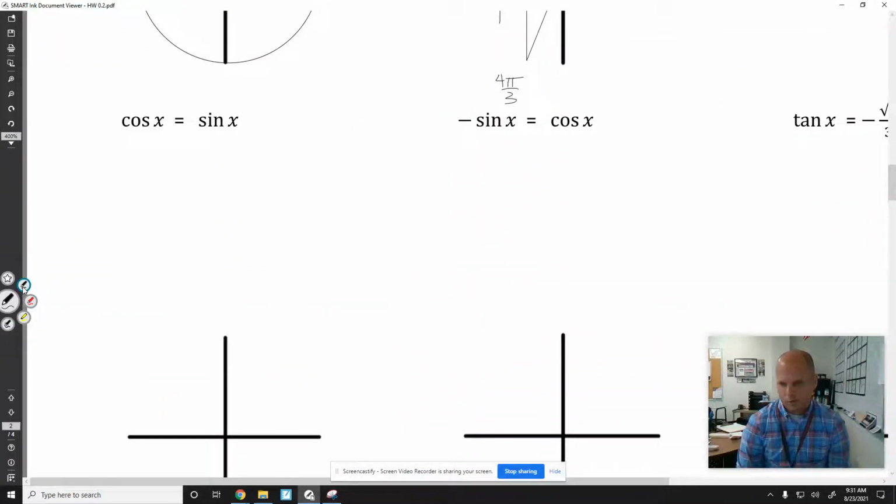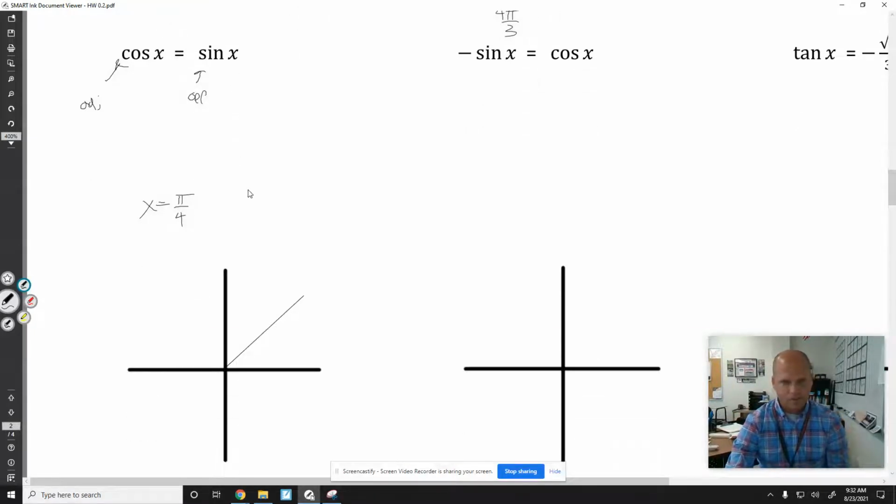All right, cosine equaling sine. A lot of people are like, when is the adjacent side length equal to the opposite side length? It's like, okay, it's at a pi over 4. A lot of people are like, okay, and cosine and sine have to be positive. So they're like, all right, pi over 4, and that's our answer. But that's not the only answer. They don't have to be positive. It's just when do they equal the same thing?